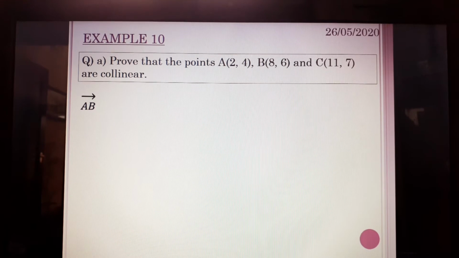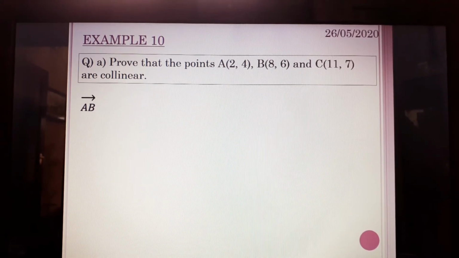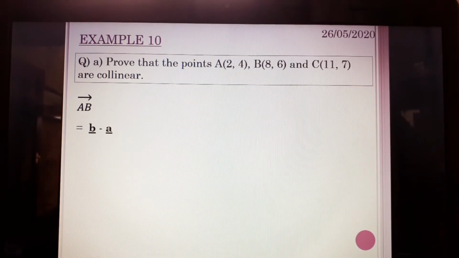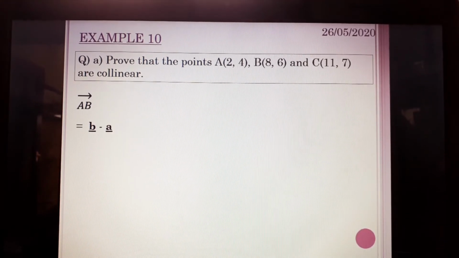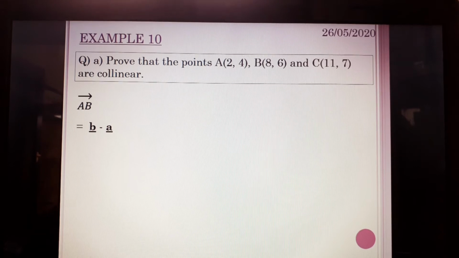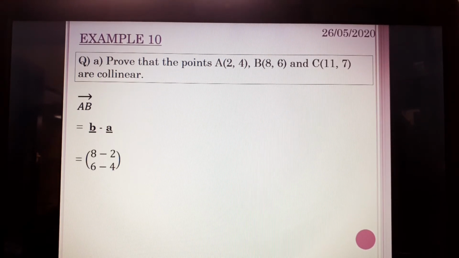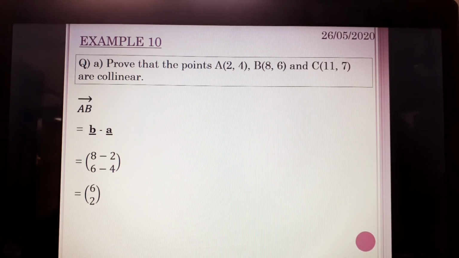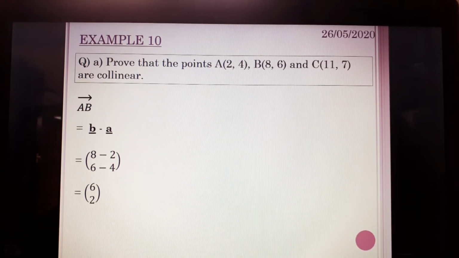We're going to create the vector AB. Now remember, we did this the last day. The vector AB is B minus A. So it comes from the position vector B minus the position vector A. And we use the same numbers that we have for the coordinates. So 8 minus 2 and 6 minus 4 gives us the vector (6, 2). So to go from coordinate A to coordinate B, we will go along 6 and up 2.